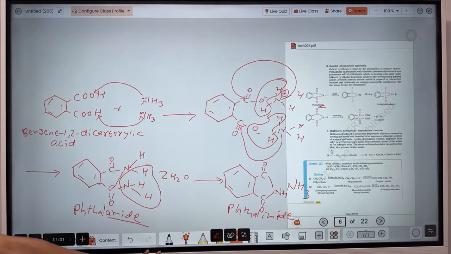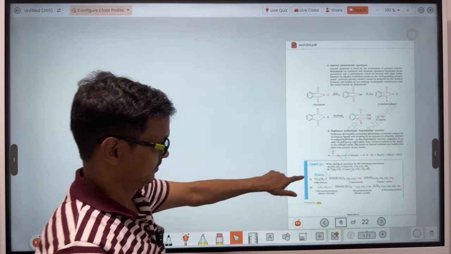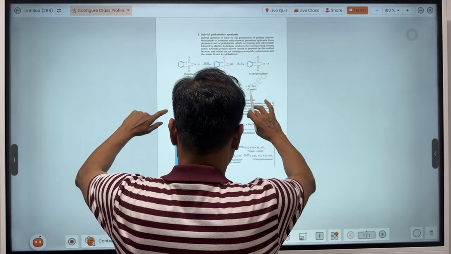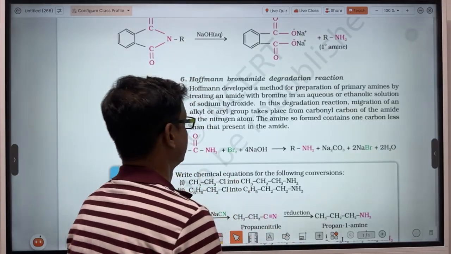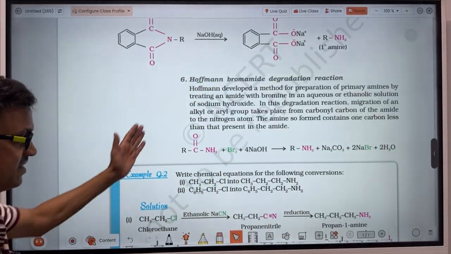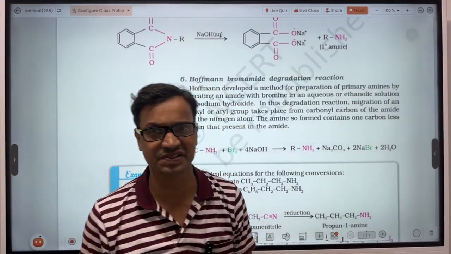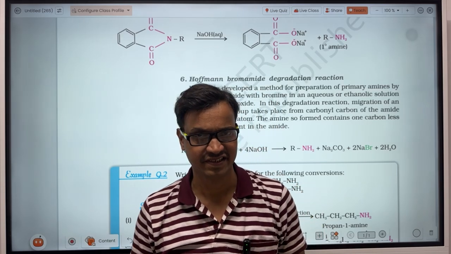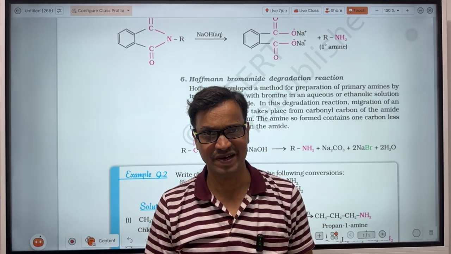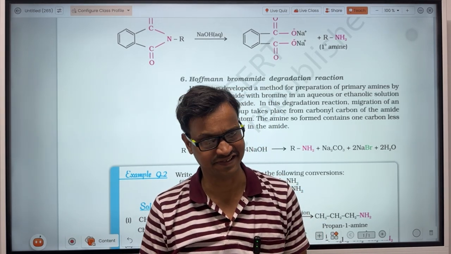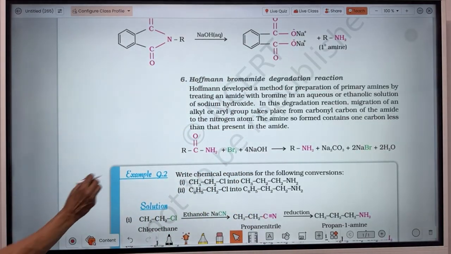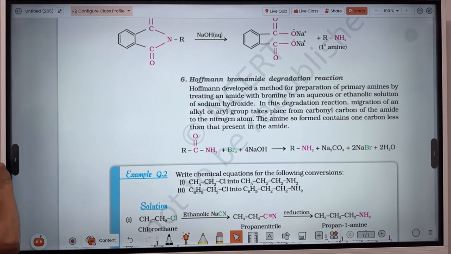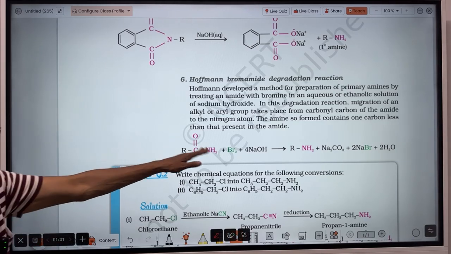Okay guys, that was it. The next reaction is quite important. A number of times, questions from this reaction have been asked. That is the Hofmann bromamide degradation reaction. So let's see here what happened. I am drawing this by taking an example, and then after I shall tell you directly.